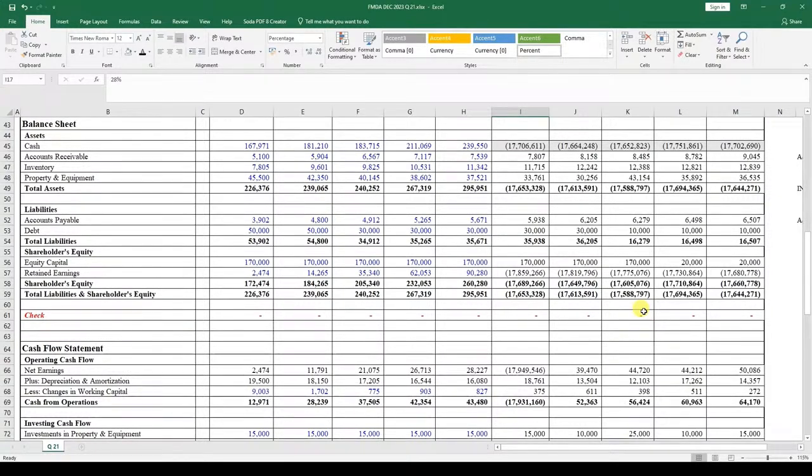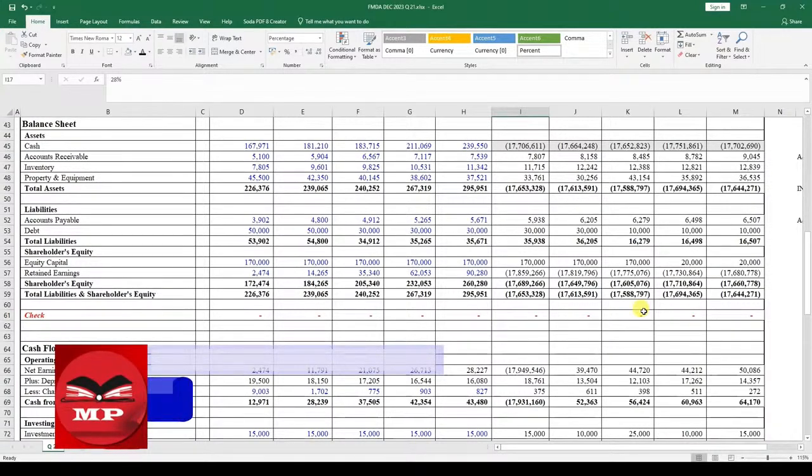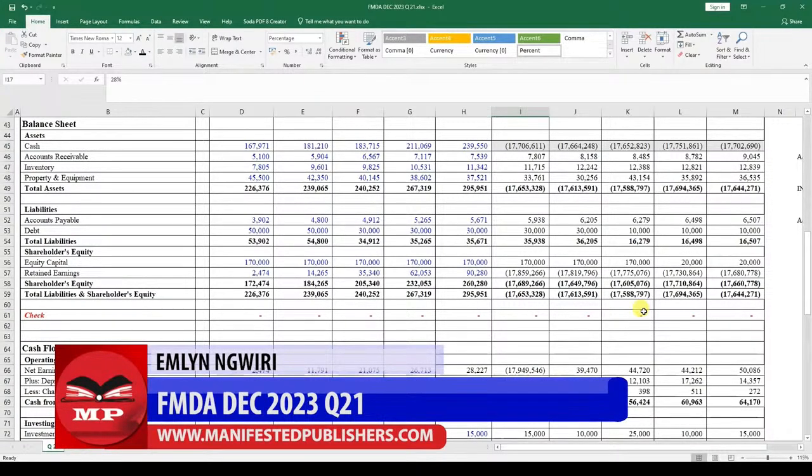Being a true financial analyst means that you need to know how to model all of the three statements very well: the income statement, the balance sheet, and the statement of cash flows.